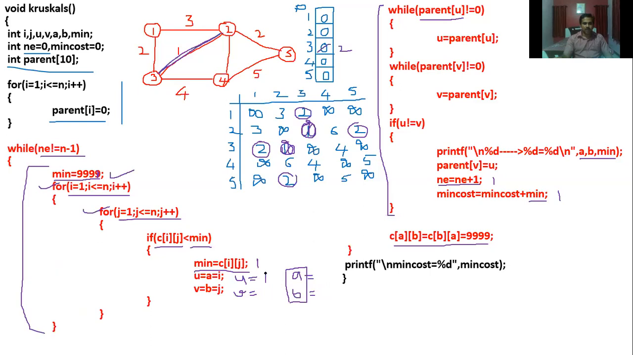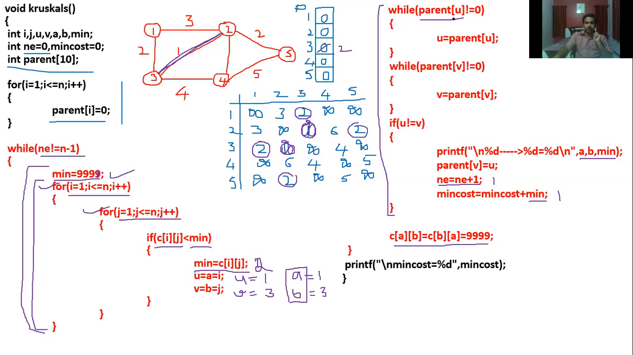U is equal to 1, V is equal to 3. Even A and B will also be 1, 3. And the minimum value is going to be 2 now. So I'll get that minimum value from this particular path.